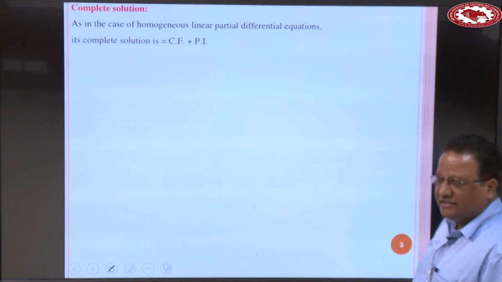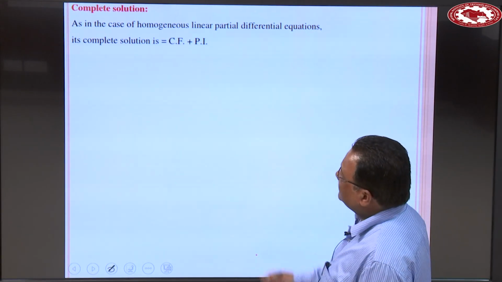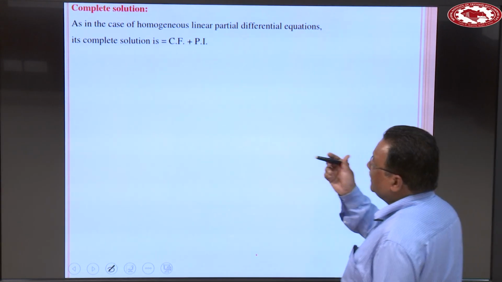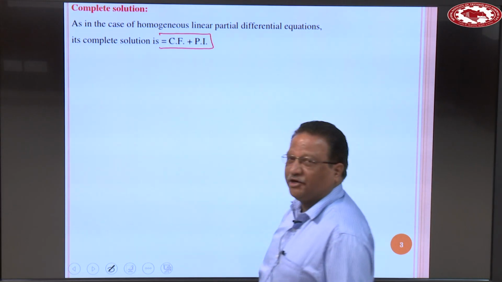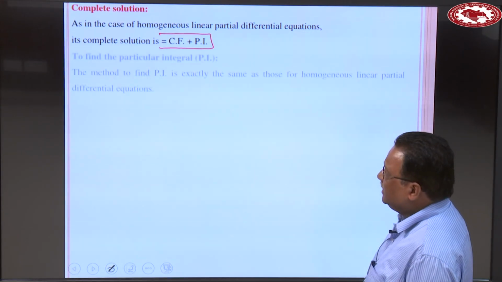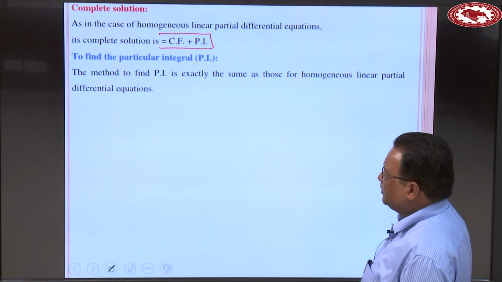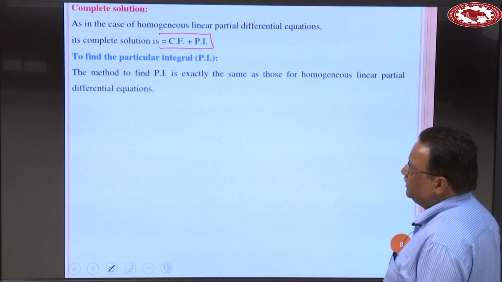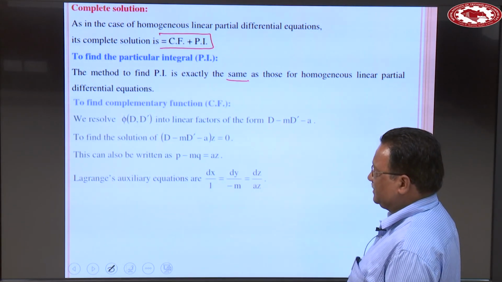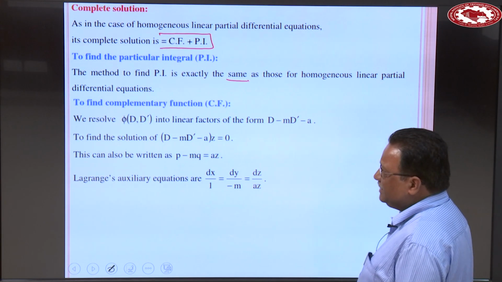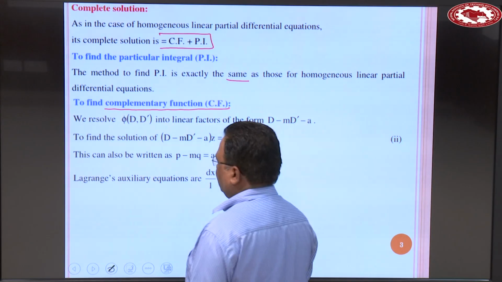So, the question is, how can we evaluate the solution of such non-homogeneous linear partial differential equations? As in the case of homogeneous linear partial differential equations, its solution is as usual the sum of the complementary function plus the particular integral. The question is, how can we evaluate the particular integral? The method to find the particular integral is exactly the same as that for homogeneous linear partial differential equations. And to find the complementary function, this part is important. How can we evaluate the complementary function for these types of problems?